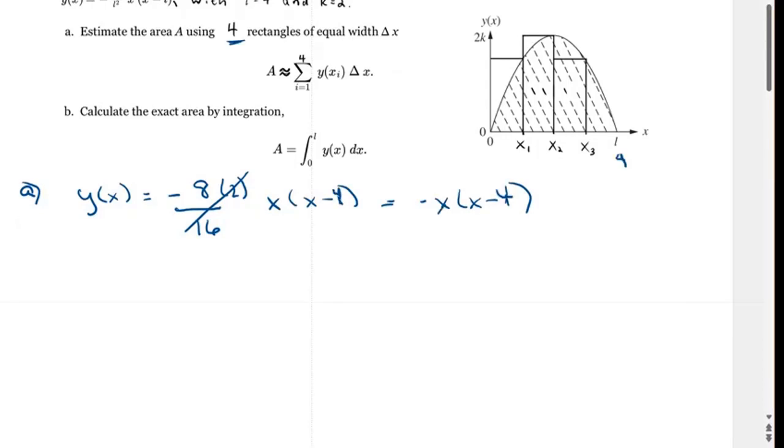This would be the right-hand rule, because what I'm doing is I'm taking the right side of this rectangle. I want to find the area under this curve, this part of the parabola, for everything above the x-axis, between 0 and 4. I want to make rectangles.